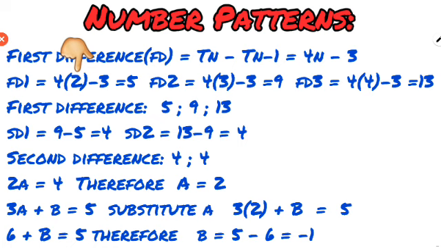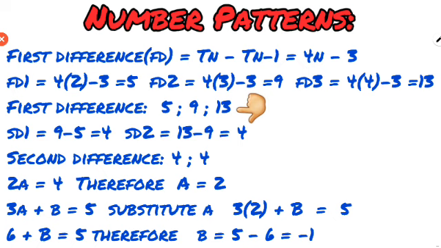So from open bracket, where there was n, we now put 2 minus 3, that gives me 5. To get FD2, I'm going to substitute the n with the 3. That whole equation is going to give me 9. To get FD3, I'll substitute with the 4. Remember, I'm simply counting from 2 going upwards because the statement said n is greater than or equals to 2. So that means my first differences look as follows: 5, 9, 13.